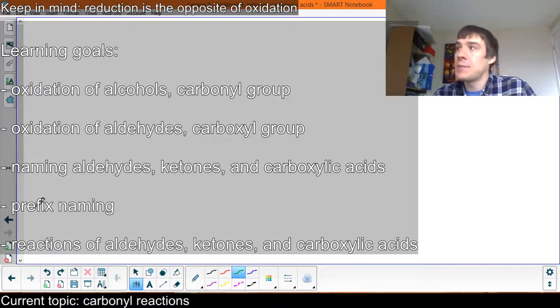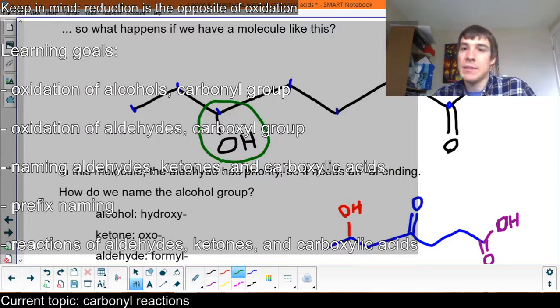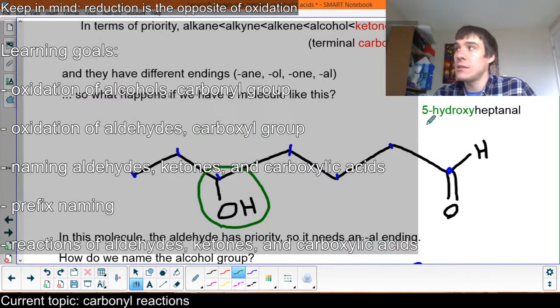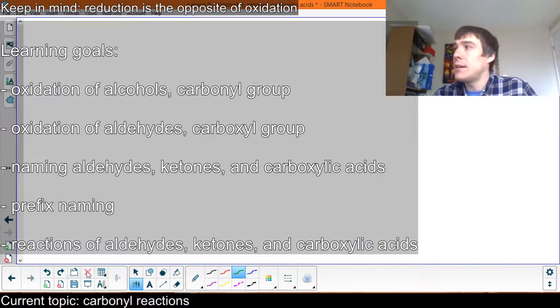Then we talked about what happens when you have multiple functional groups and there's a priority conflict. That's where you have to start talking about those prefix namings, where this is now hydroxy instead of ending in ol. And then some reactions of aldehydes, ketones, and carboxylic acids, specifically just reduction of them for now. We will talk about some more reactions of carboxylic acids in Monday's lesson, but for now that's it.